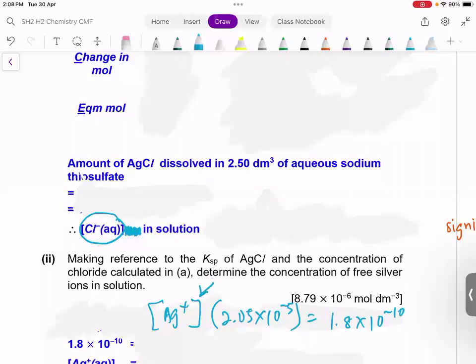So this is the calculation approach. So you must recognize that this is saturated, therefore ionic product equals to Ksp. Okay? Right? So if you're not stopping me, I'll assume you are able to do okay or not?